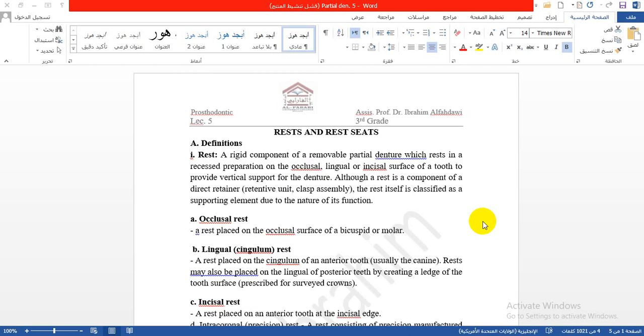A. Occlusal rest: a rest placed on the occlusal surface of the bicuspid or molar. B. Lingual or cingulum rest: a rest placed on the cingulum of an anterior tooth, usually the canine. Rests may be placed on the lingual of posterior teeth by creating a ledge on the tooth surface.